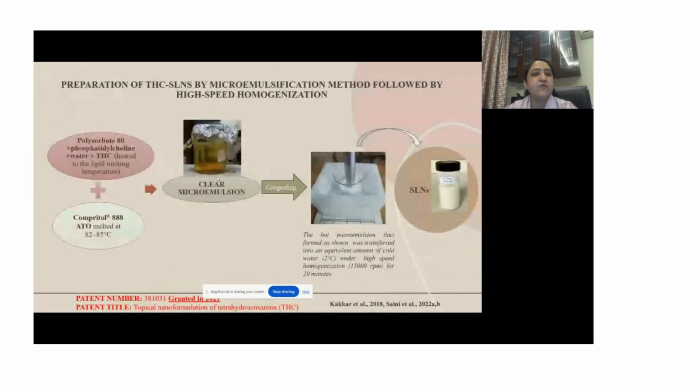So next is development of the formulation. I have prepared lipidic nanoparticles by using the microemulsification technique, followed by high-speed homogenization. So, surfactant, phosphatidylcholine, and water, because we are avoiding organic solvent. So I have used water plus THC. And second is Compritol, the lipid I have selected. So I have prepared a clear microemulsion, after congealing into cold water. So this is the hot microemulsion formed, and with the help of high-speed homogenization for 20 minutes, this is my solid lipid nanoparticles that I have prepared with the microemulsification technique.